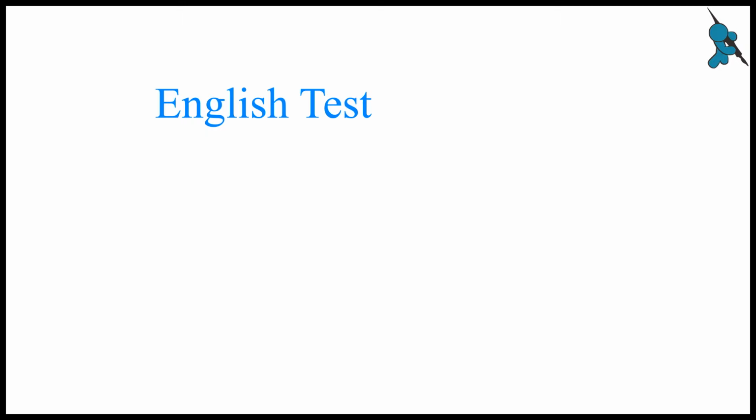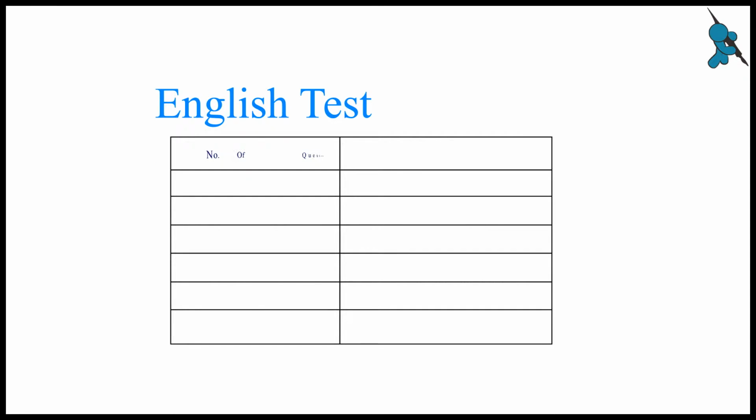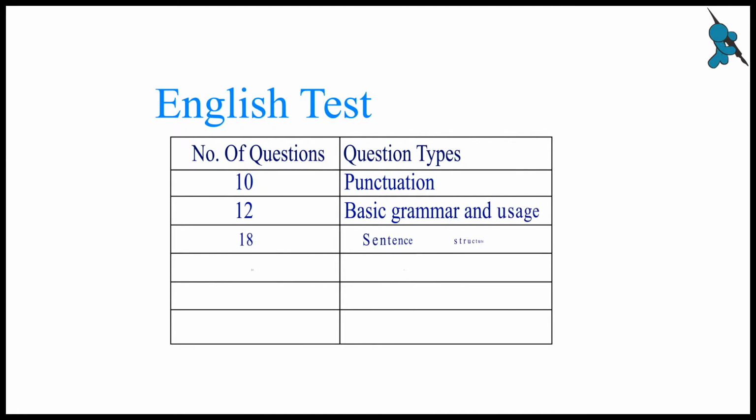The English test includes the following types of questions: 10 questions on punctuation, 12 questions on basic grammar and usage, 18 questions on sentence structure, 12 questions on strategy, 11 questions on organization, and 12 style-based questions.